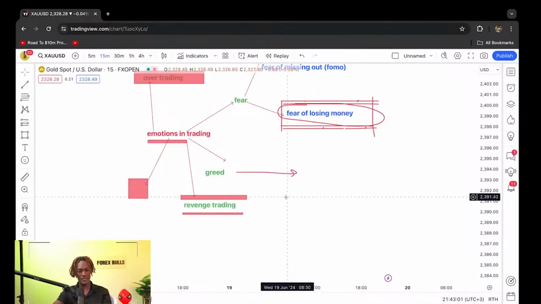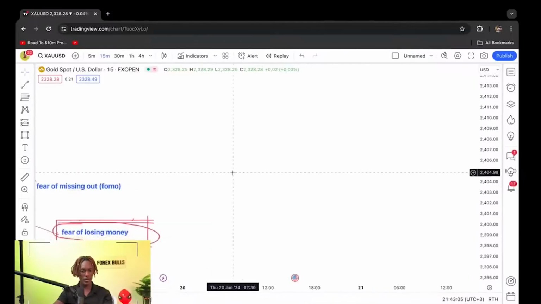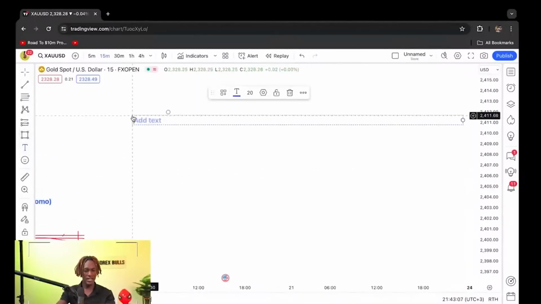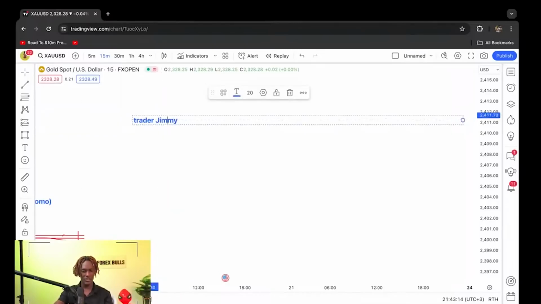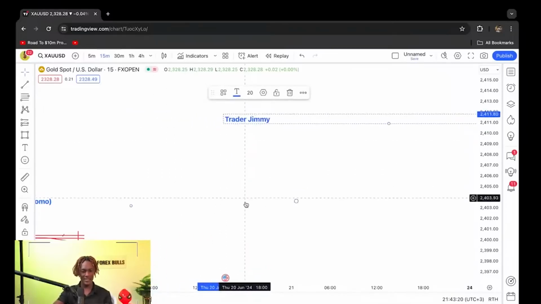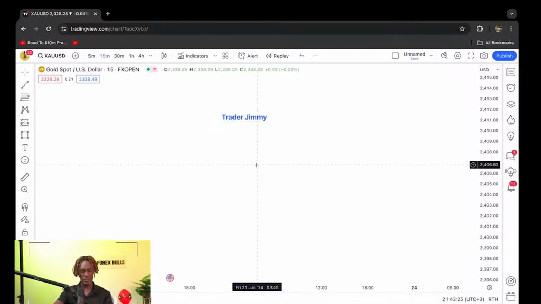So here's what happens. Let me actually illustrate something. I think it could be much better off here. So we shall say trader, let's call him Jimmy. If there's any Jimmy in the live session right now, can you drop some fire reaction? You're going to be a case study today. But let's just do an example of trader Jimmy.